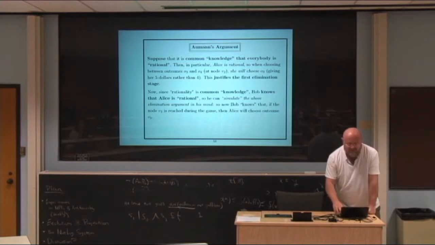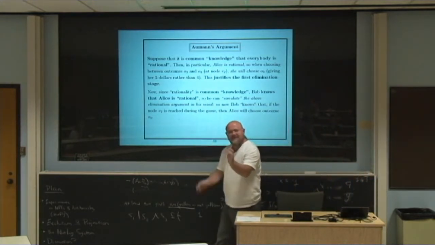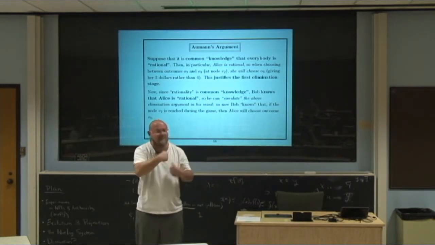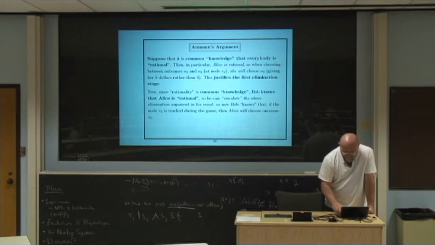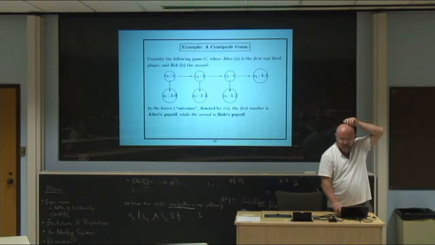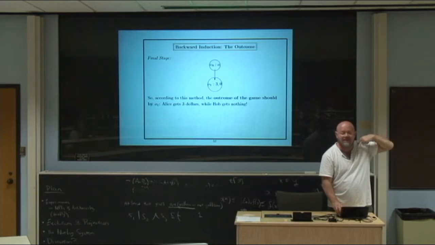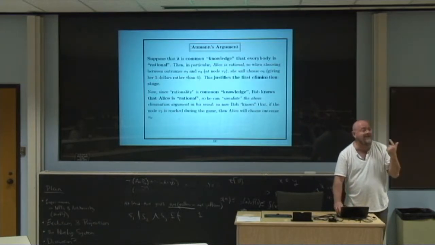So Aumann's argument says, look, suppose it's common knowledge that everybody's rational, which means everybody, whenever they have a choice, does not choose the move that he or she believes will lead to a worse outcome, a worse money payoff for himself. Then we can argue the first elimination. Alice is rational, so between 0-4 and 0-3, she will choose 0-3. But since rationality is common knowledge, all this reasoning is common knowledge. So Bob knows she's rational, so he knows that she will not choose 0-4, but rather 0-3. So he can simulate her move in his mind already.